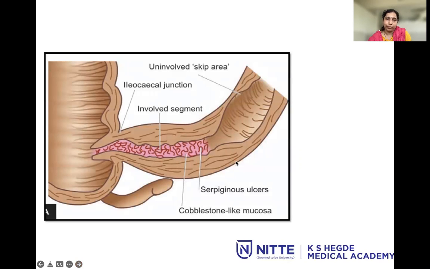So grossly, you can see the alternate areas of involved and uninvolved areas called skip lesions. Usually it will affect the terminal ileum and part of the cecum. Then there are longitudinal ulcers called serpiginous ulcers, and the affected area with adjacent edematous elevated mucosa will lead to the appearance called cobblestone appearance.